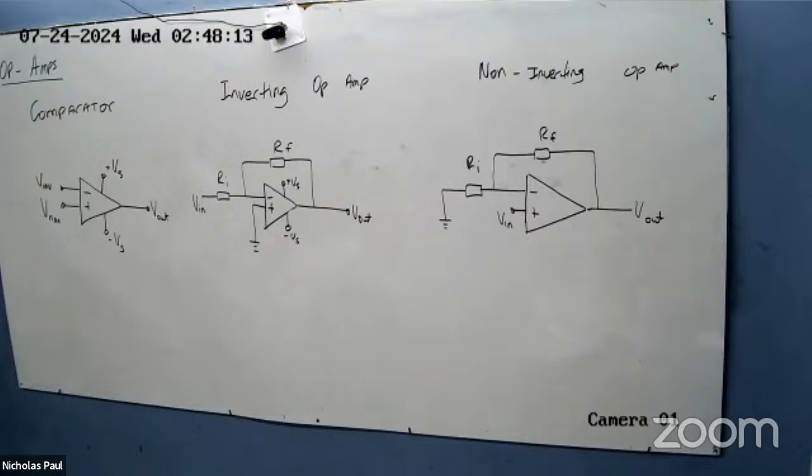The first op-amp is called a comparator. What do you think it will do? Compare. I'm going to show you. So these are the three types of op-amps that you have to know.